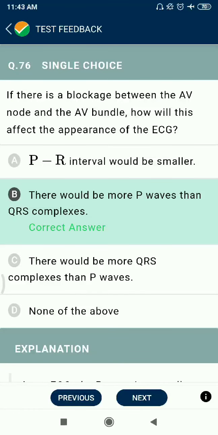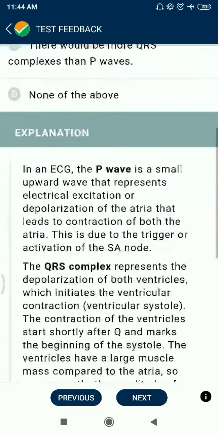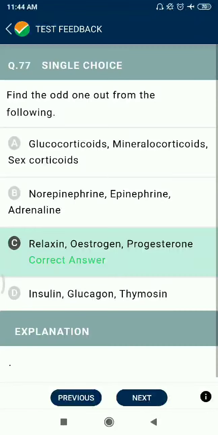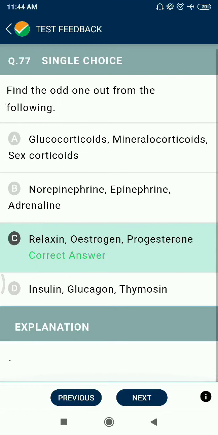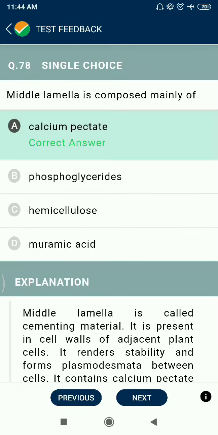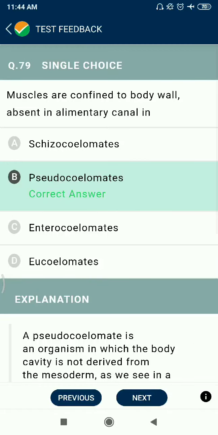Question number 76. If there is a blockage between the AV node and the AV bundles, how will this affect the appearance of the ECG? There would be more P waves than QRS complexes. Question number 77. Find the odd one out from the following: relaxin, estrogens, progesterone. Question number 78. Middle lamella is composed mainly of calcium pectate. Question number 79. Muscles are confined to the body wall, absent in the alimentary canal in pseudocoelomates.